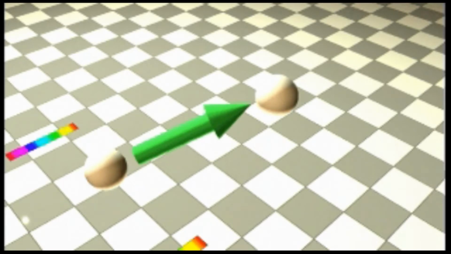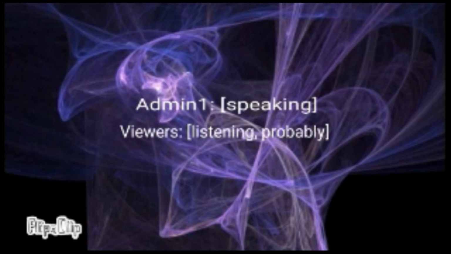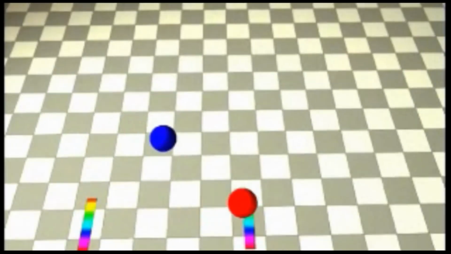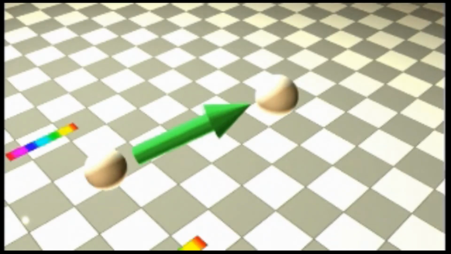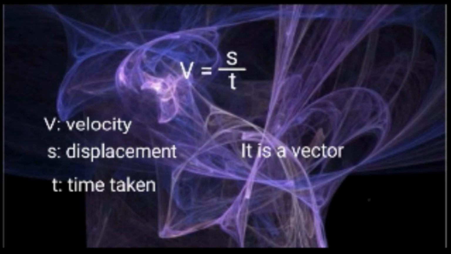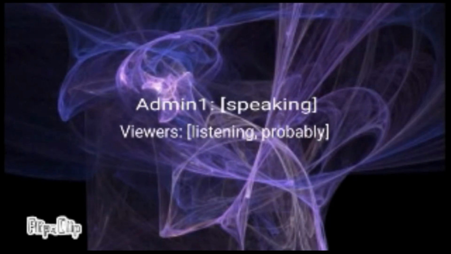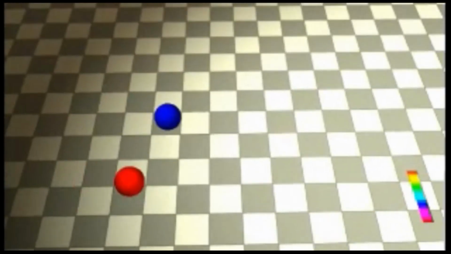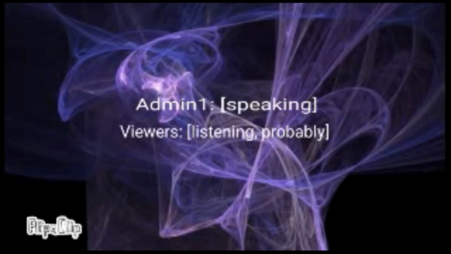Now, if we are interested in the displacement covered in a unit time, then we would like to find the velocity of the object. Just like speed is the distance covered per unit time, velocity is the displacement of an object per unit time. The average velocity is easy to calculate. You just need to know the total displacement and the total time, and then you can divide the two.